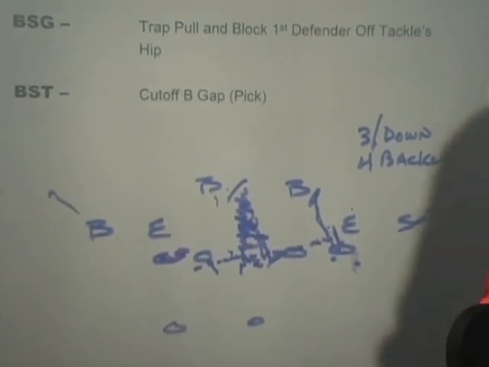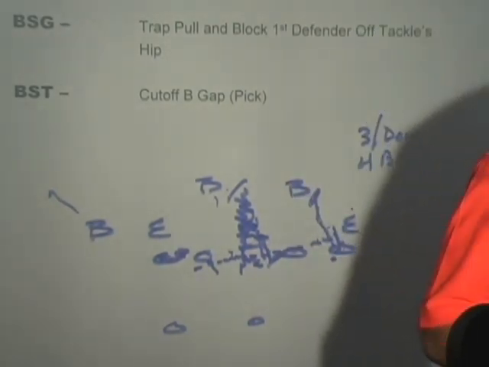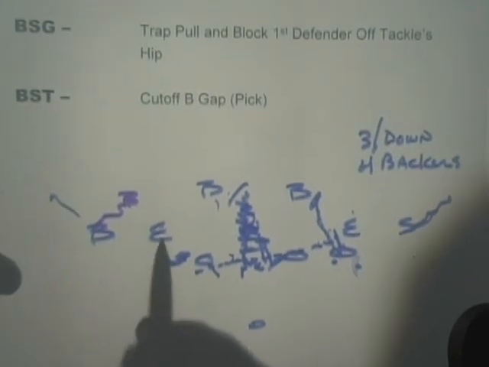He's going to collect that. Then if there's no threat, he can pick. Here's what I mean by that. Outside backer walks here in the hip line. B gap pick. So he goes hard that way.